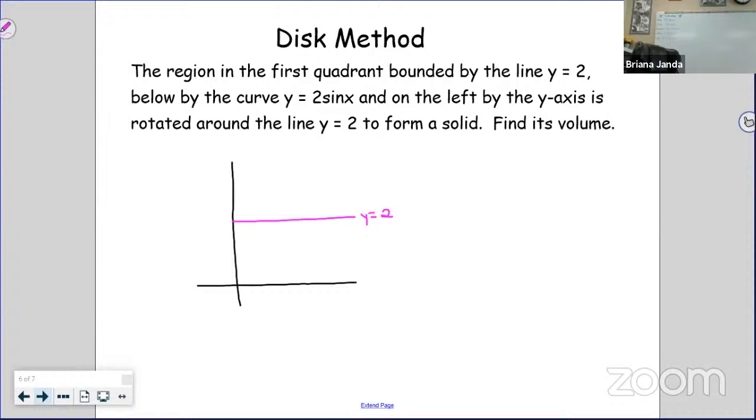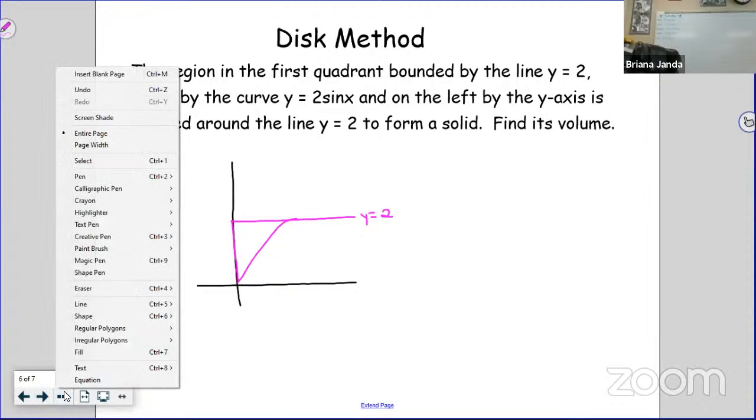Starts at the origin, goes up to 1, down to -1. Except for the 2 in front of it, it's got a vertical stretch of 2, or back in trig, we called it an amplitude of 2, right? So it goes actually up to 2 and down to -2. Which means it's going to intersect this line at its maximum. And then it also says it's bounded by the y-axis. So there's our region.